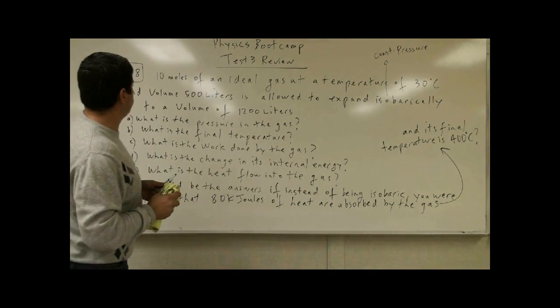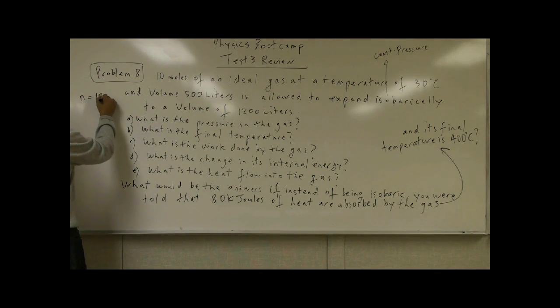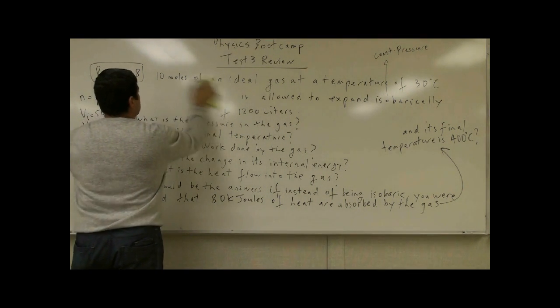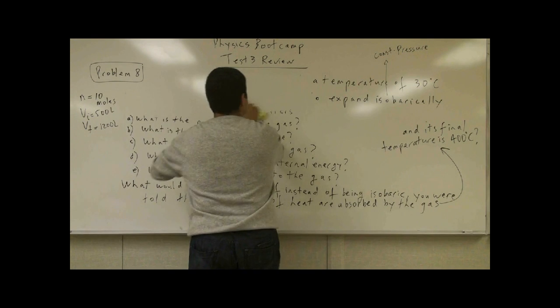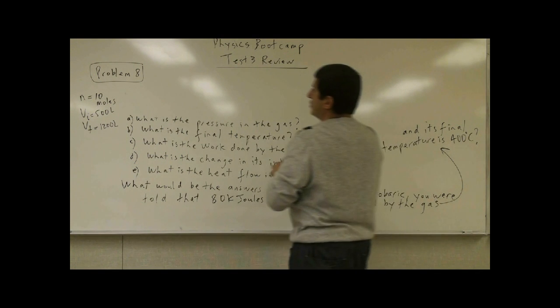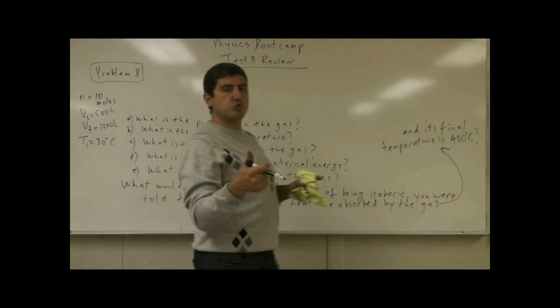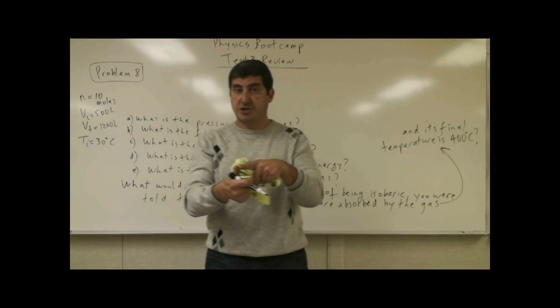Okay, so let's start. We already have the number of moles. Let's write the pieces of information here. 10 moles. We have the initial volume, 500 liters. We have the final volume, 1200 liters. So we could erase this top portion. And we also have the initial temperature, which is 30 Celsius.